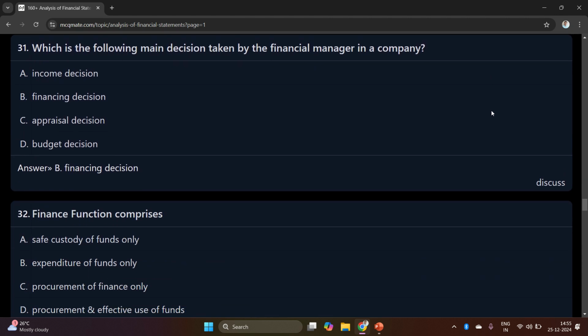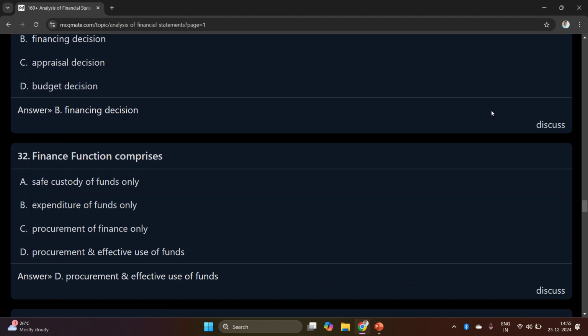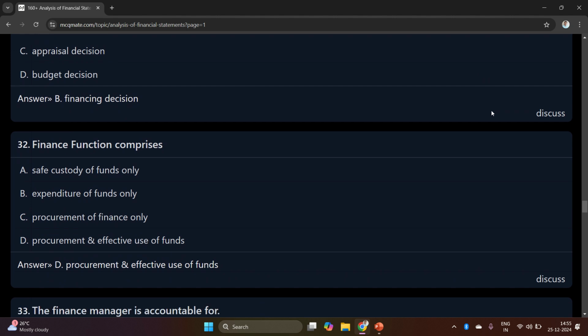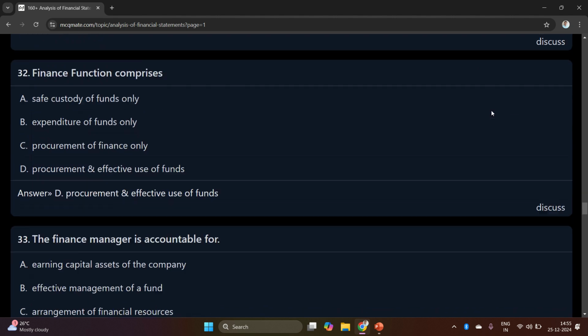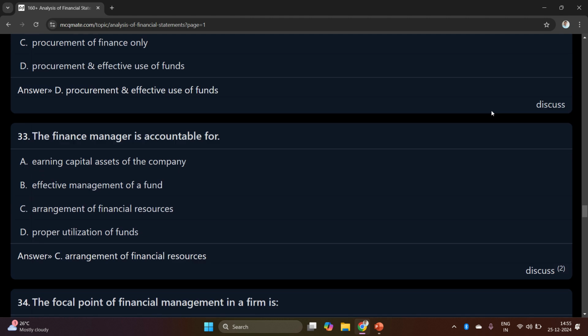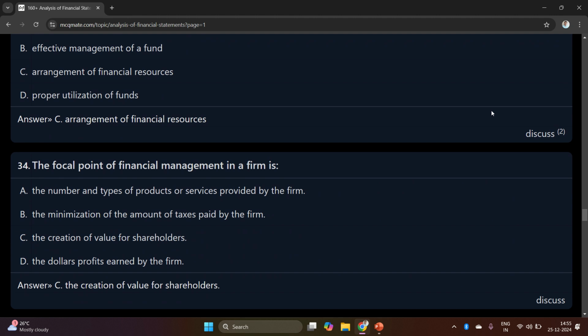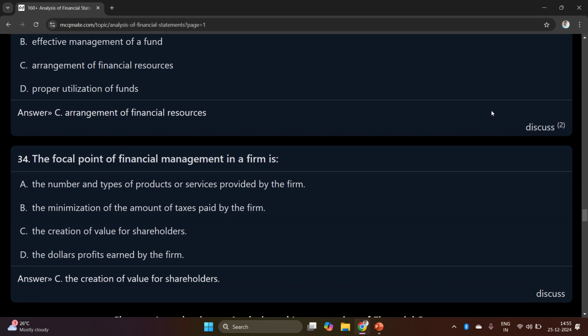Finance function comprises safe custody of funds, expenditure of funds, procurement of funds. Procurement and effective use of funds is the main function of the financial manager. The financial manager is accountable for arrangement of financial resources and effective utilization of funds. The focal point of financial management in a firm is the creation of value for the shareholders.